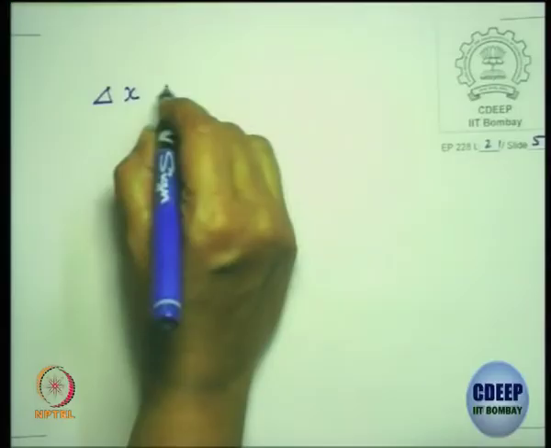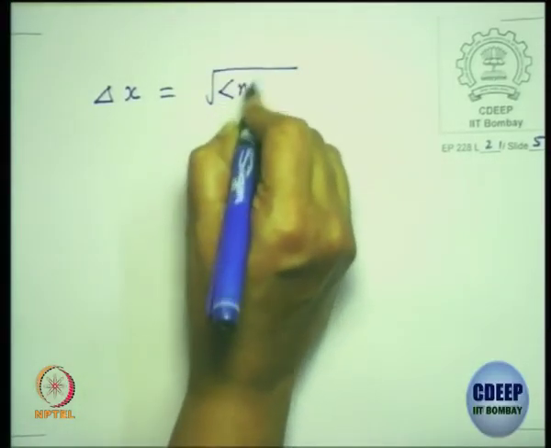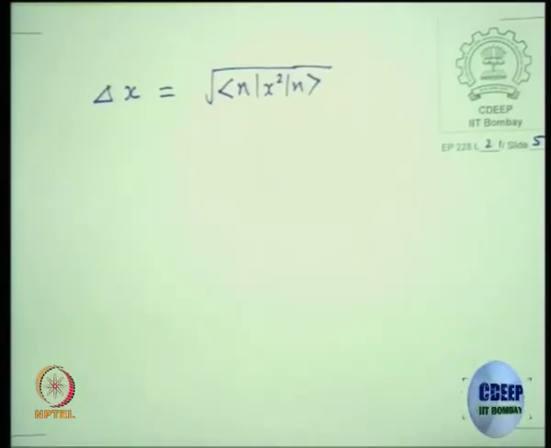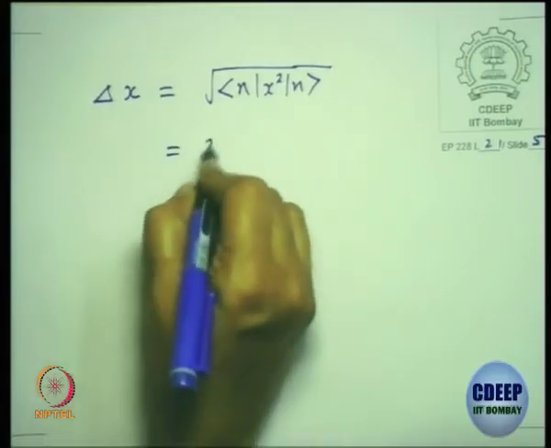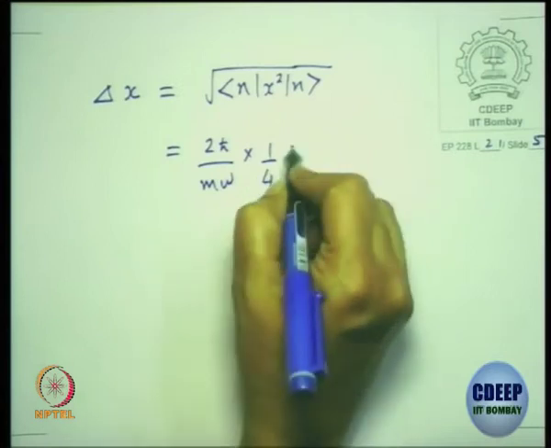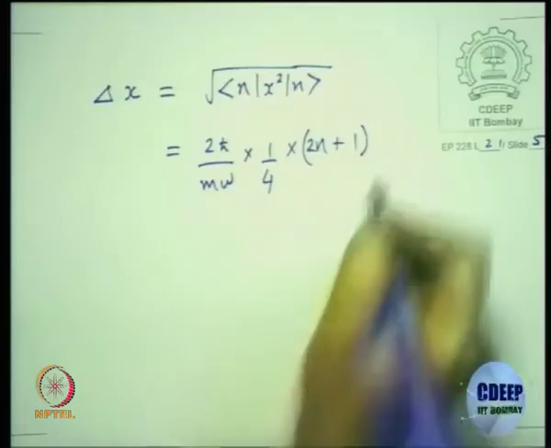So then you can determine what is the uncertainty. Delta x, in this, essentially, the other term is 0, right? Expectation value of x is 0. So this one will be, is that right?